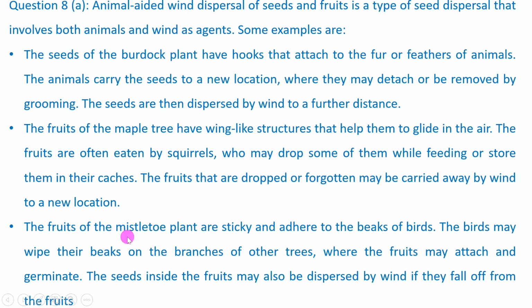Then the fruits of the mistletoe plant are sticky and adhere to the beaks of birds. The birds may wipe their beaks on the branches of other trees where the fruits may attach and germinate. The seeds inside the fruits may also be dispersed by wind if they fall off from the fruits. Okay, so we have answered part A of question 8.